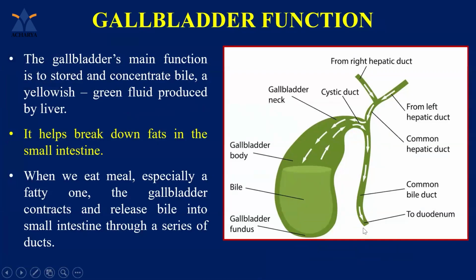So go to the duodenum. It helps to break down the fat in the small intestine. When you eat a meal, especially a fatty one, the gallbladder contracts and releases the bile into the common hepatic duct, through the common bile duct, through a series of ducts. These are the functions of the gallbladder.